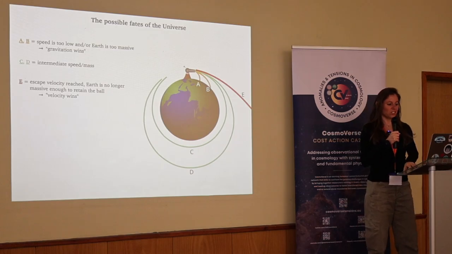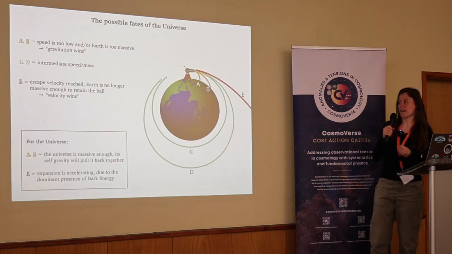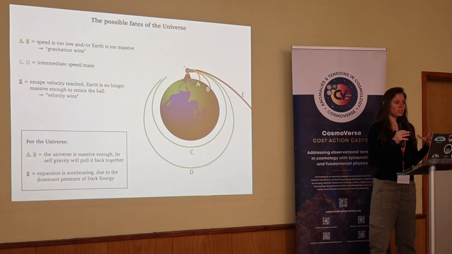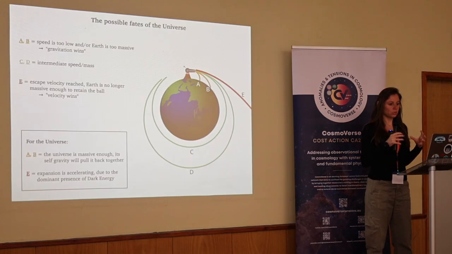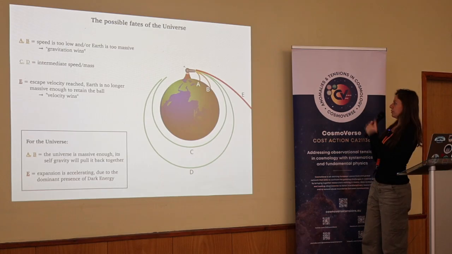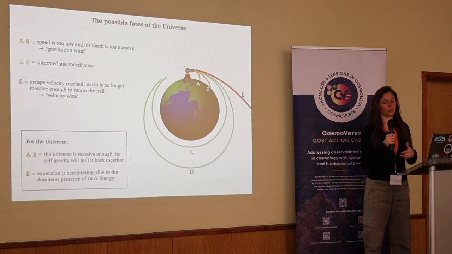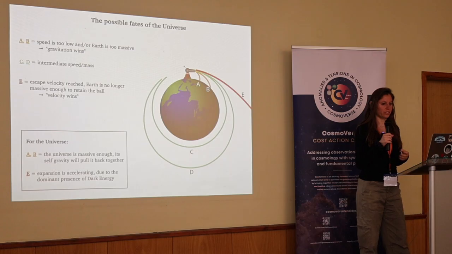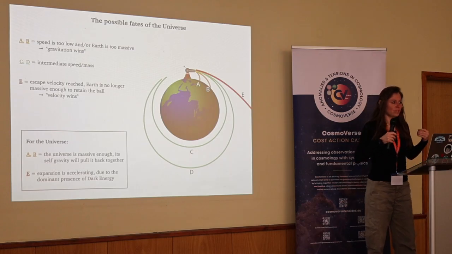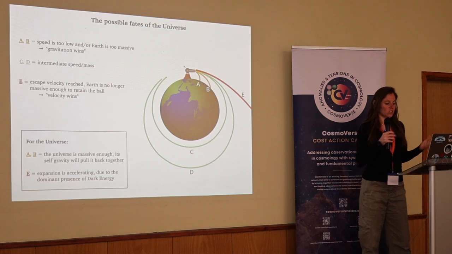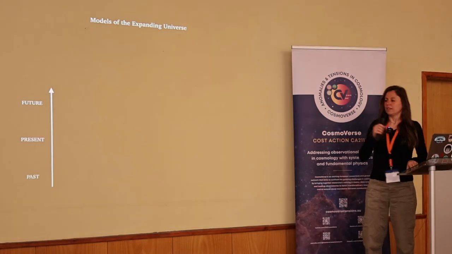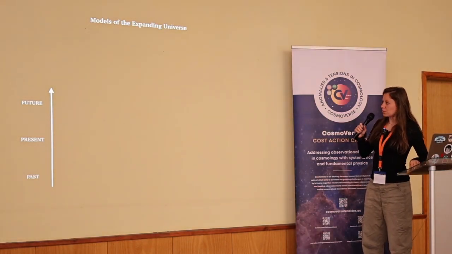So now let's get back to the universe. The equivalent would be A and B would mean that the universe is massive, and its own gravity will put it back together. And in the case of E, for the universe, it would mean that the expansion is more powerful than gravity. So today we know this is because of the presence of dark energy that is producing this accelerated expansion. So this is basically the equivalent. So let's take this like this. So we have past, present, and future.